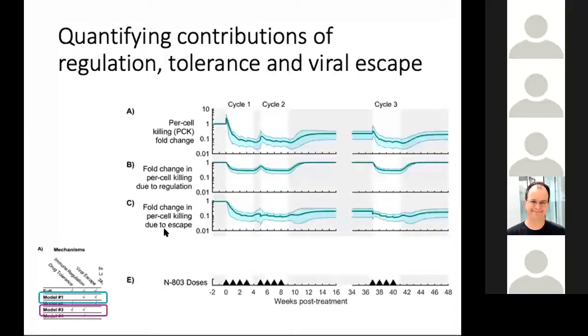Whereas the per cell killing reduction due to this viral escape is much more long-term, and you can see that these dynamics are really the ones that are driving this long-term change in the overall per cell killing. So this is suggesting that the regulation is responsible for these short-term changes that we see within each cycle, and that the viral escape persists across cycles. And this makes sense because this shift in the viral population is not something that is typically reversible. The viral populations are going to keep evolving as the host immune system changes.